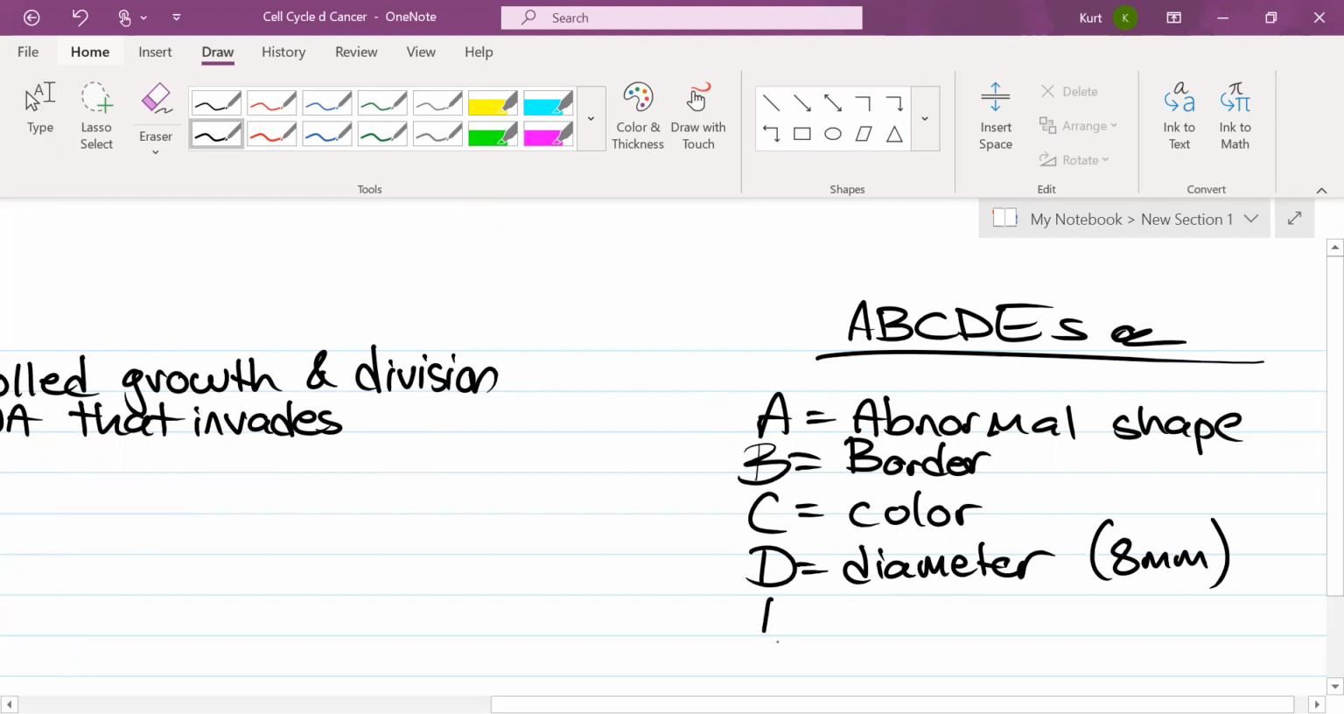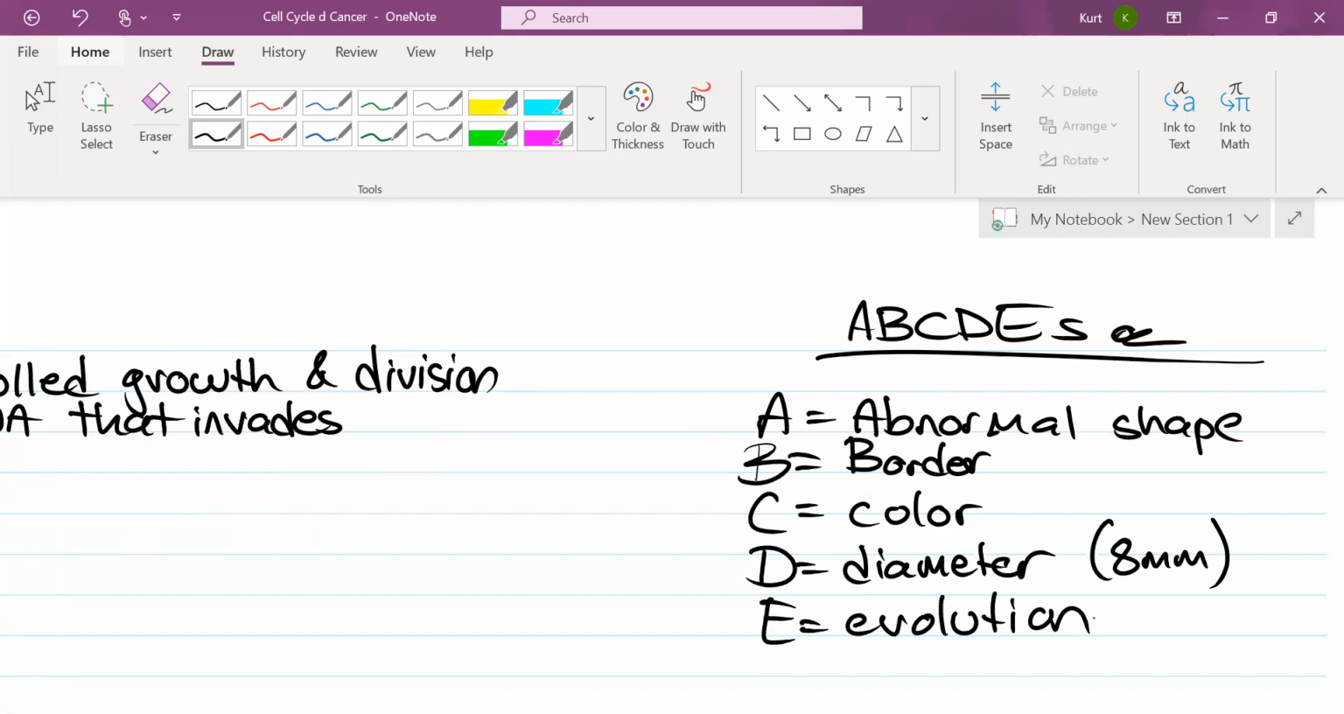And then E is evolution. If it's changing over time, that's all evolution means, change over time. If it's changing and changing color, changing shape, if it's rough and it wasn't rough before, it used to be smooth and now it's rough, and that's not good. You should go get that checked out. But being in Florida, be careful of that.